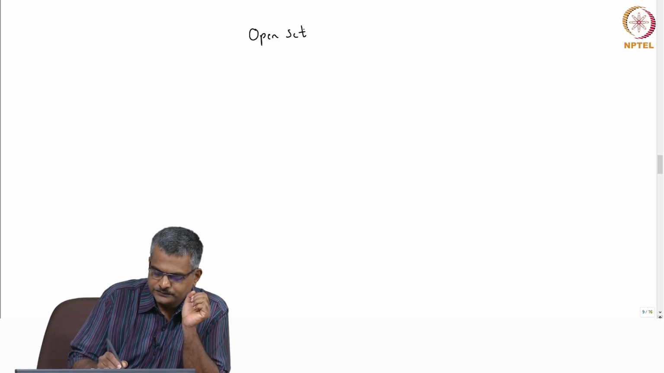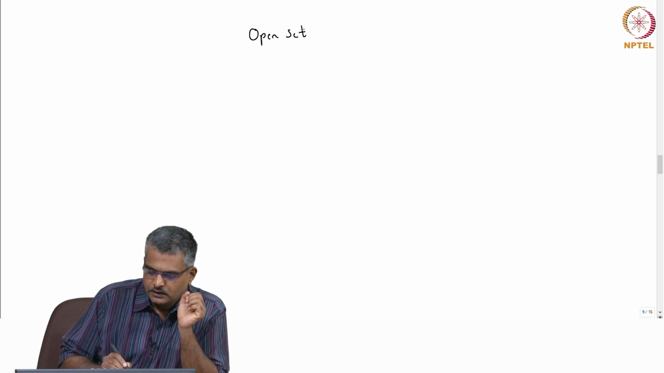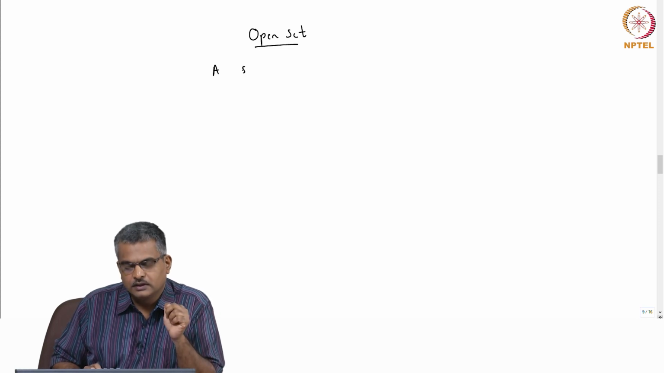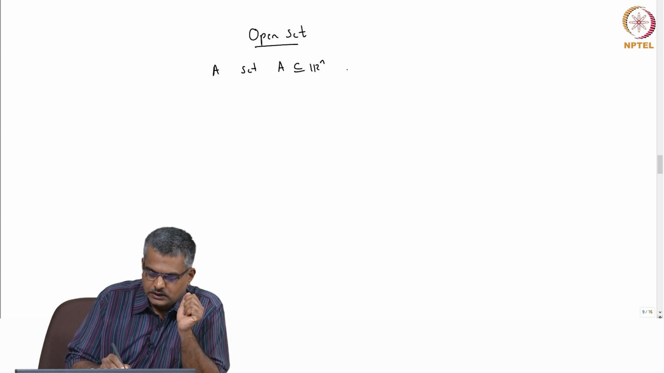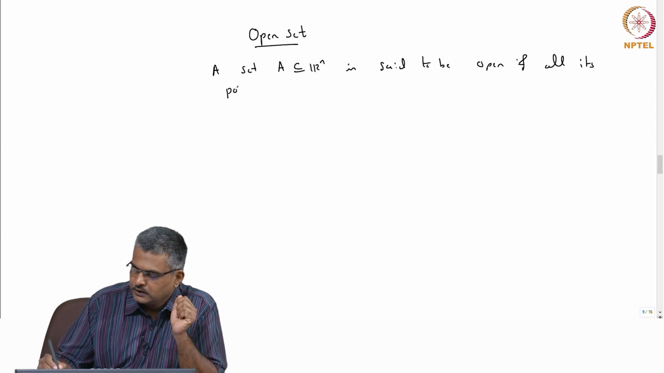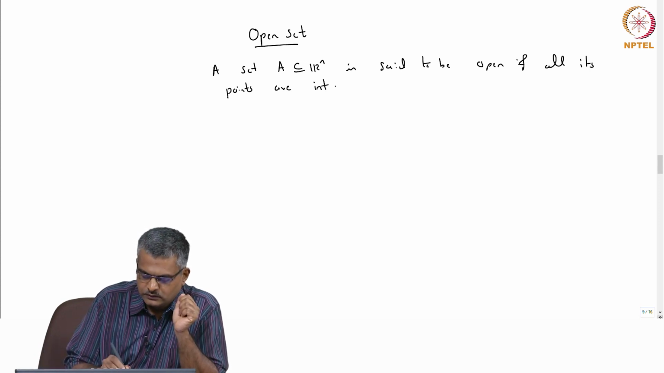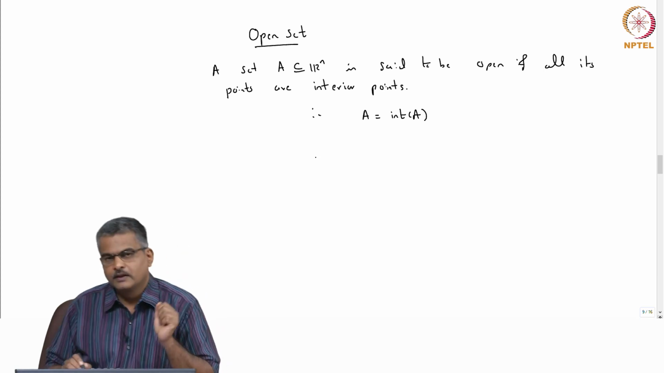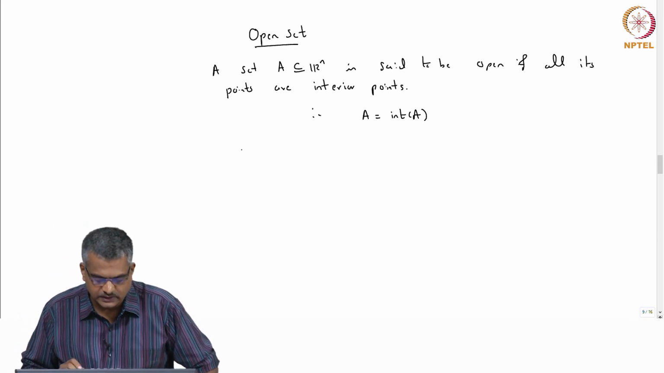So, now we are in a position to define the notion of an open set. We earlier gave a definition of open set as: if you can find an open ball which is contained in the set A. So, a set A is said to be open if all its points are interior points. That is, the interior of A is nothing but the set A.